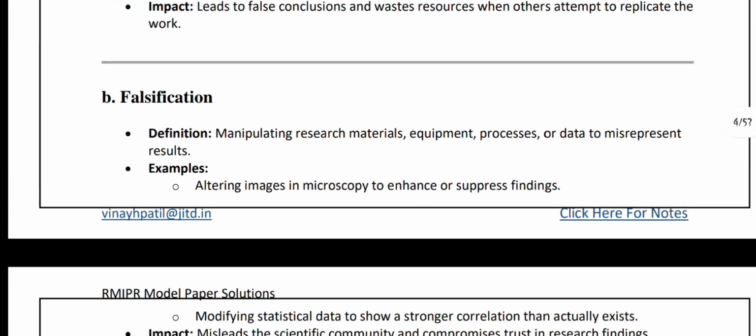So falsification means manipulating research materials, equipment, processes and data, and misrepresenting results. As I said before, manipulating the research materials that the proper author created, the materials, equipment and process, and someone else is using the same material in his own project. That is falsification. Example: altering images in microscopy to enhance or suppress findings. So when someone has created their own images and another person, who did not create his own images, copies someone else's images, that is called falsification.